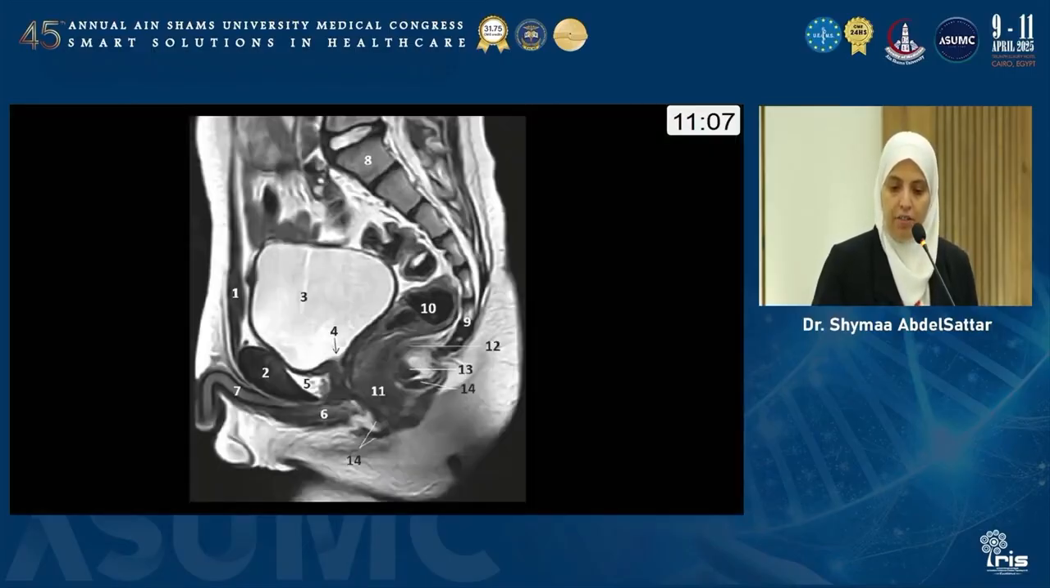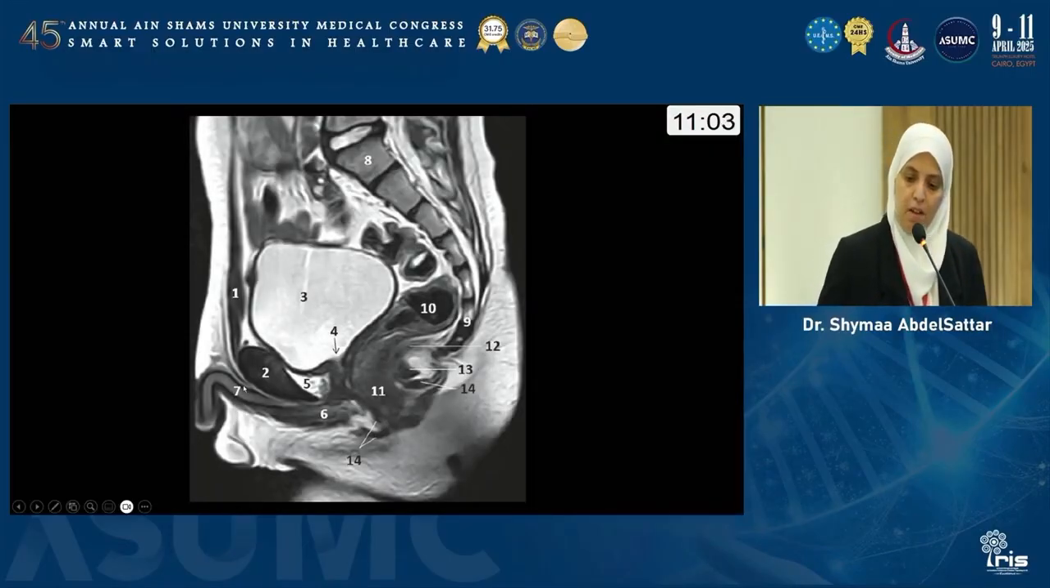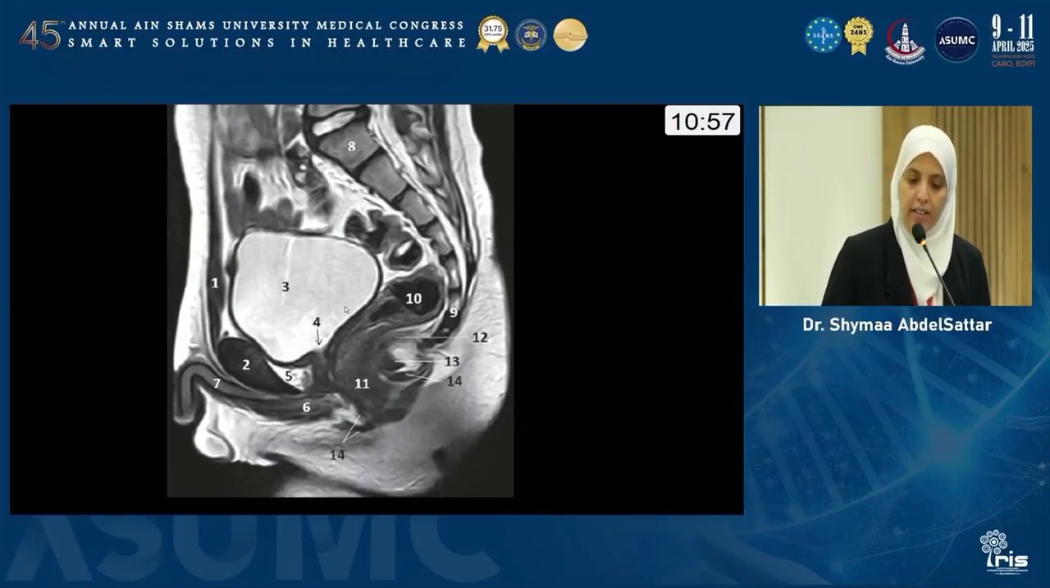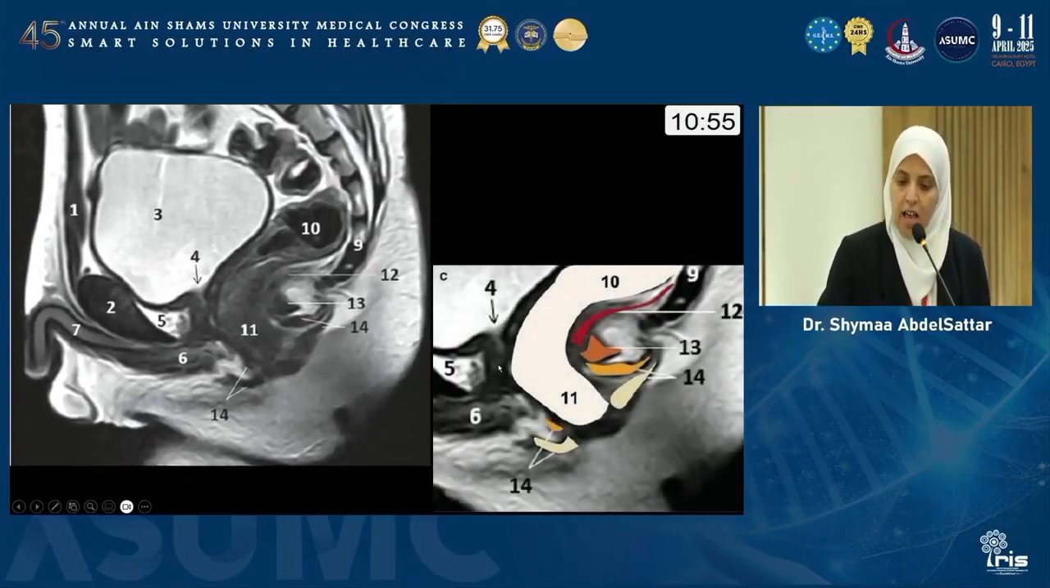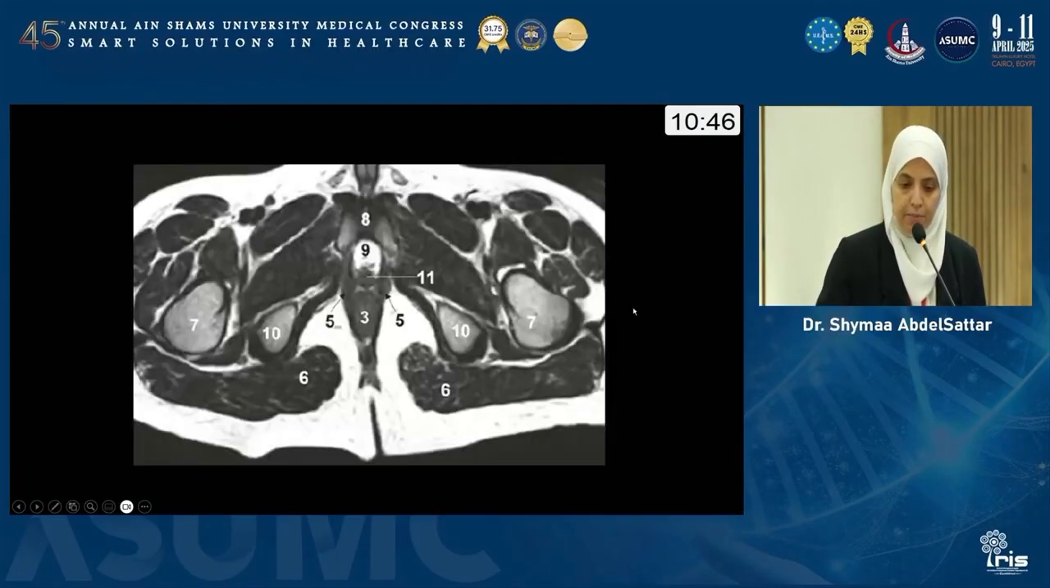Regarding the MRI anatomy, this is a sagittal T2 weighted image. Fluid in the urinary bladder appears as bright signal, and this is the rectum and anal canal here, and these are the various muscular subdivisions. This is the external anal sphincter here, and this is the puborectalis, and this is the levator plate.